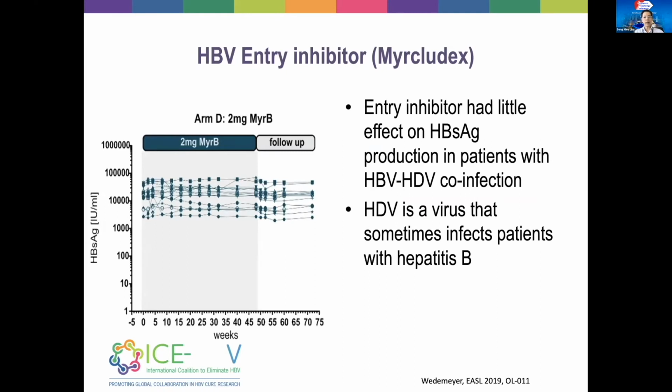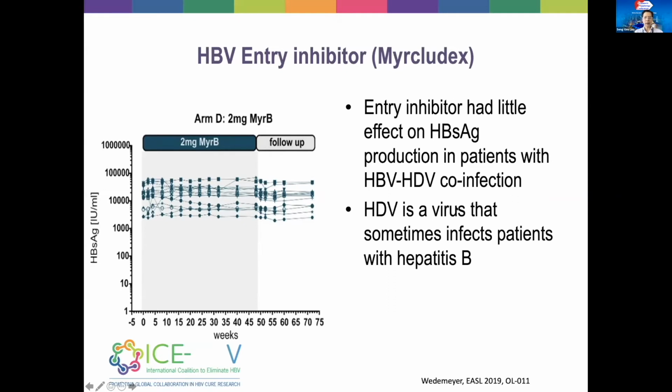Well, in the life cycle, the virus replicates and can reinfect cells that do not have the virus. So it may block the virus from spreading throughout the liver in the lifetime of a patient. In this study, where Myrcludex was given alone to patients, we can see the level of S antigen was quite flat. There was no change in the secretory pathway, but this was done in patients who had infection with hepatitis B and D, or Delta Asian.